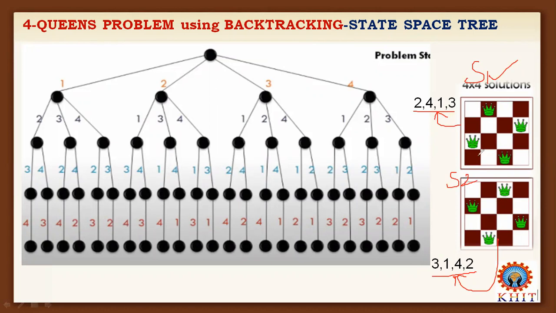If you observe clearly, both solutions will satisfy the 4 queen problem. So there are two results we will get. This is result 1 and result 2. In this way we can arrange the queens.